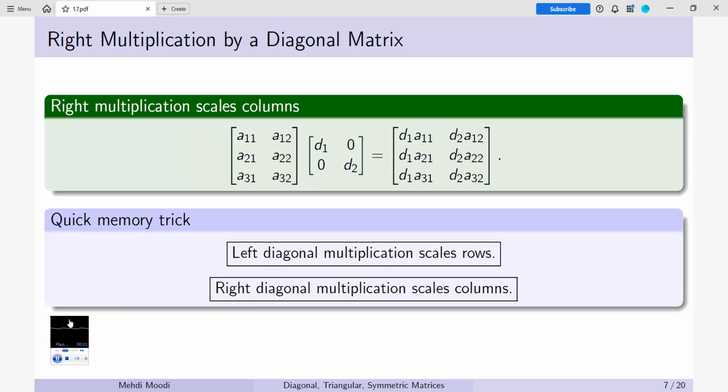Right multiplication by a diagonal matrix scales columns. This is a useful shortcut. Left means rows, right means columns. It is one of those rare rules that is actually easier than doing the full multiplication.